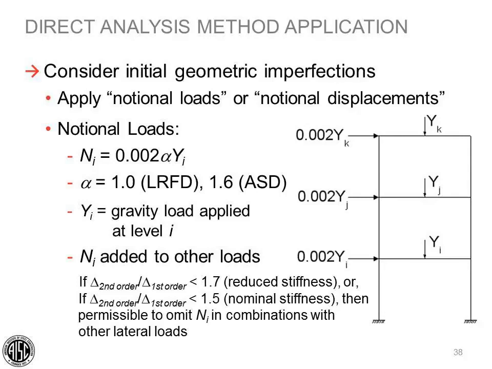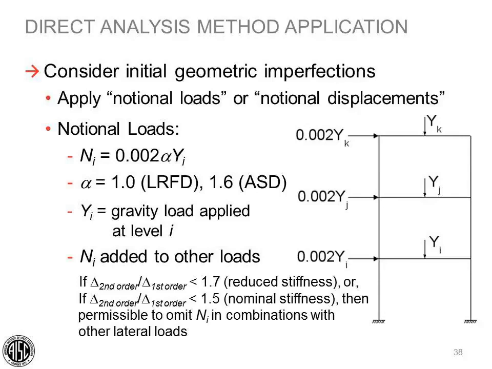A few nuances on the application of the notional loads. The specification defines the notional loads as 0.002 times alpha times Y sub i, where alpha is defined as 1.0 for LRFD and 1.6 for ASD, and Y sub i is the gravity load applied at level i. The intent here is that the notional loads are factored loads. So alpha is 1.0 for LRFD with the assumption that the notional loads are factored the same as the gravity loads. Alpha is 1.6 for ASD to bring them up to the factored level.